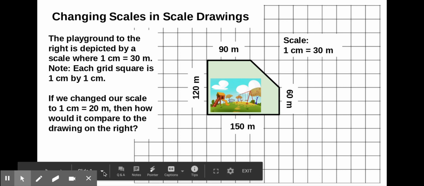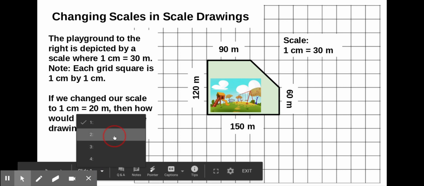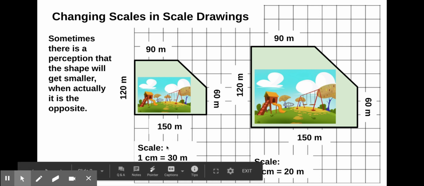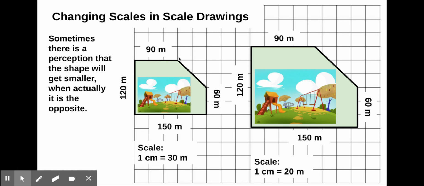So if I go to my next slide here. Well, let's talk about that. Sometimes, like I said, there's a perception that the shape will get smaller when actually it is quite the opposite. So here's our original drawing. 1 centimeter equals 30 meters. And we saw it, 3. Well, realize that what we have here is 30, 30, and 30.